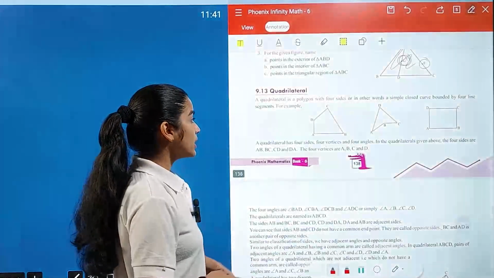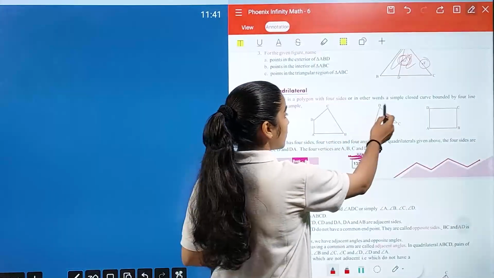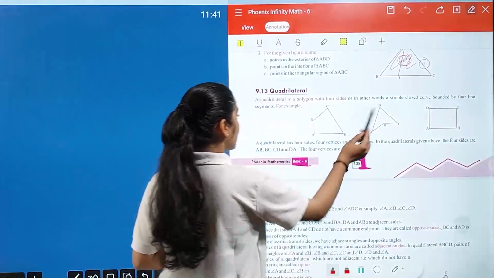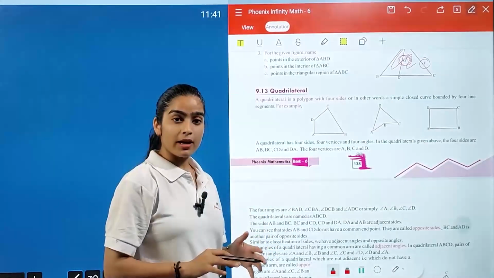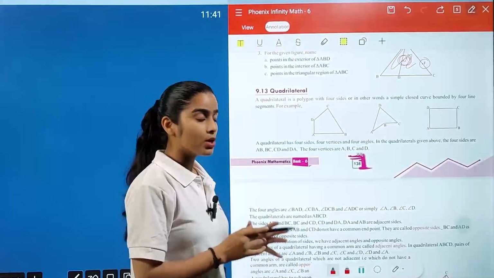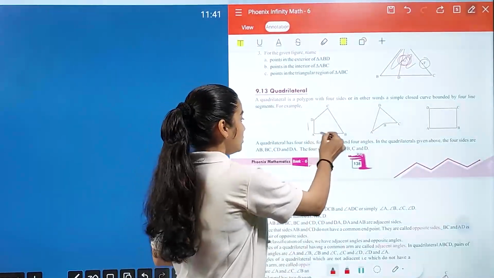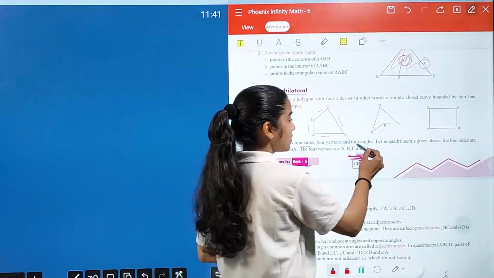Now we have our quadrilateral. A quadrilateral is a polygon with four sides, or in other words a simple closed curve bounded by four line segments. So in a previous section we learned about the triangle where we have three line segments, and here we have four line segments to form a quadrilateral. So 1, 2, 3, 4. A quadrilateral has four sides, four vertices and four angles.